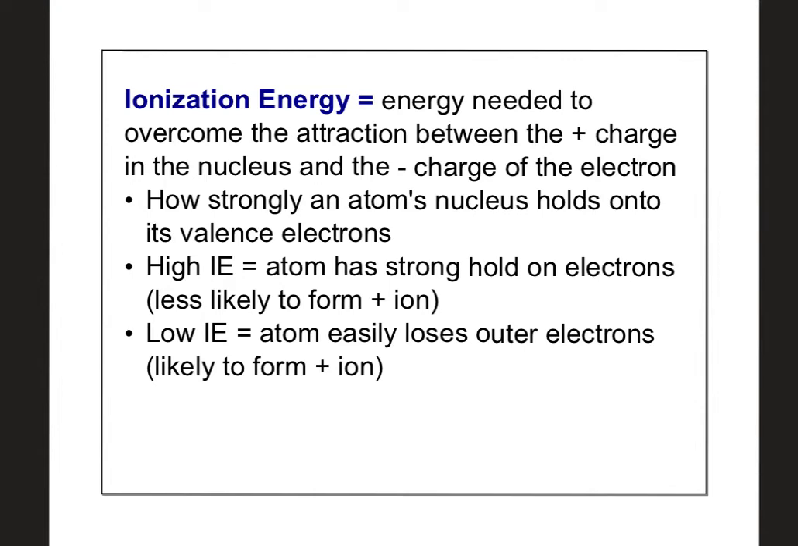If an element has high ionization energy, that means the atom has a strong hold on its electrons, high Coulombic or electrostatic attraction, okay? And so it's less likely to form a positive ion. It takes a lot of energy to remove or steal that electron. Low ionization energy is when the atom easily loses the outer electrons. It will form a positive ion, so there's not a strong attraction or hold on those outer electrons.